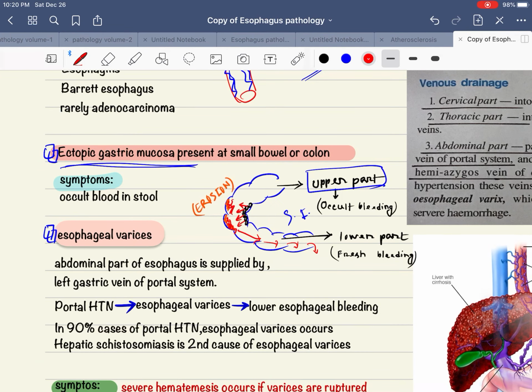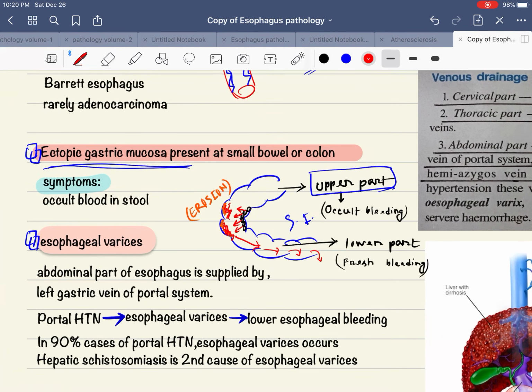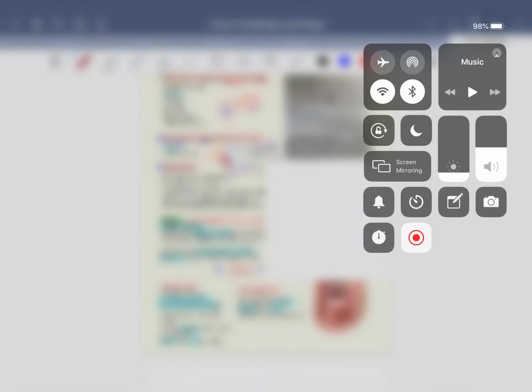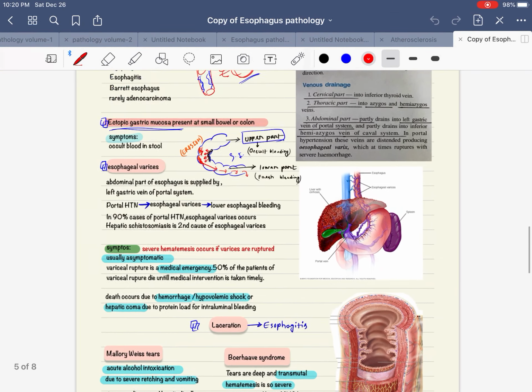And if this ectopic gastric mucosa is present in your large colon, that means your descending colon or sigmoid colon, there will be fresh bleeding with your stool. This is called hematochezia. All of us know that. And if this bleeding is excreted through vomiting, we call it hematemesis.